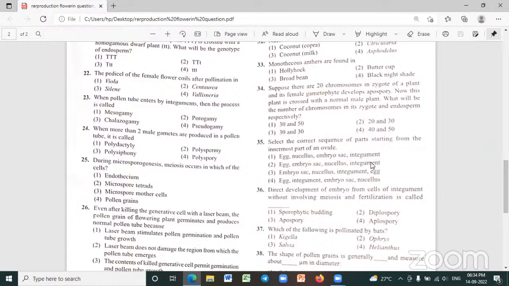Which one is the correct way? Like that, you have to analyze it. Then only you pick up the answer like that.